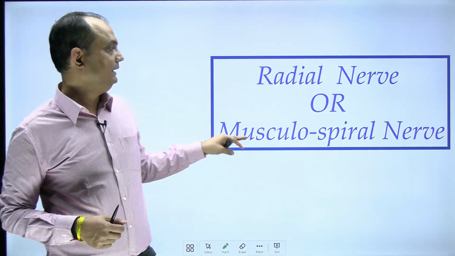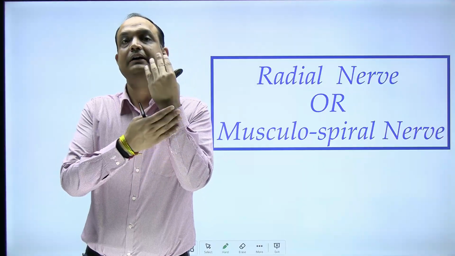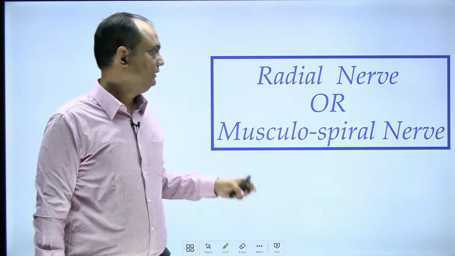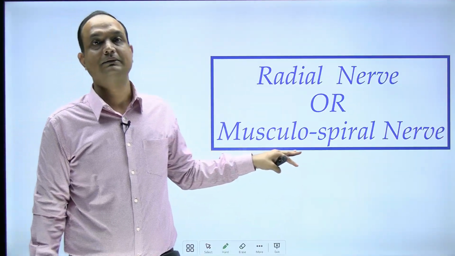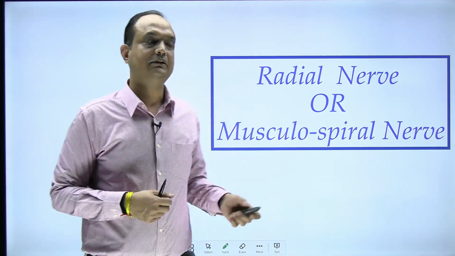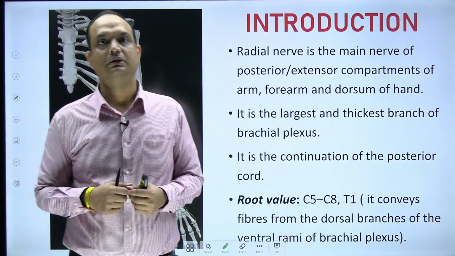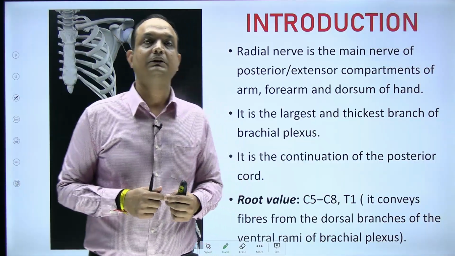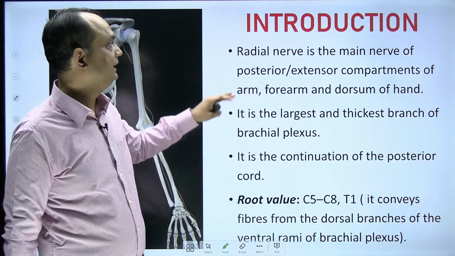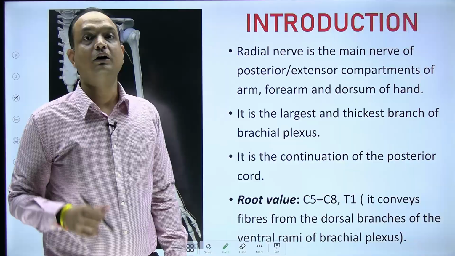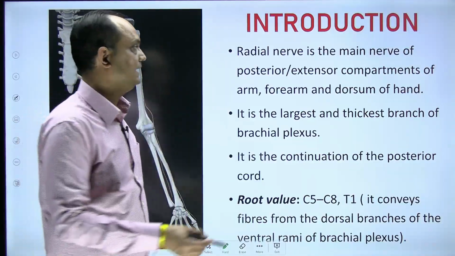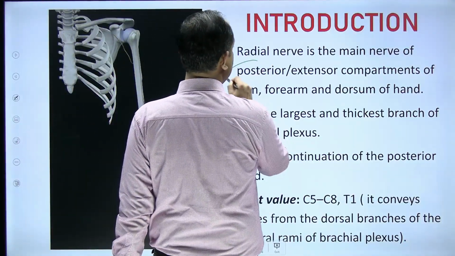And it is going to supply all the muscles on the dorsal side of your forearm. So it is also one of the patterns to ask a question on the radial nerve, that is, the musculospiral nerve. When you have the radial nerve, the most important thing to keep in mind is that the radial nerve is a nerve of the posterior or extensor compartment of the arm.